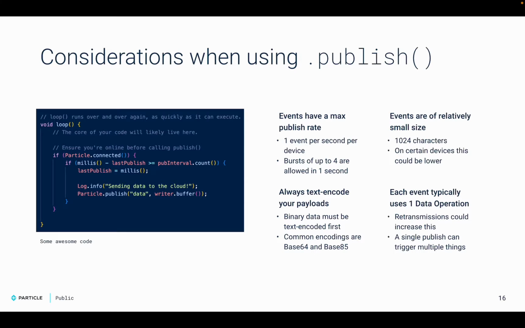Always text encode your payloads. While working with text-based data like JSON is easier, if you need to send binary data, convert it to text first using base64, for example. Each event will typically use one data operation, though occasional exceptions can happen if you set the acknowledge flag and an event gets lost and must be retransmitted. Please refer to our documentation for further details on Particle Publish.